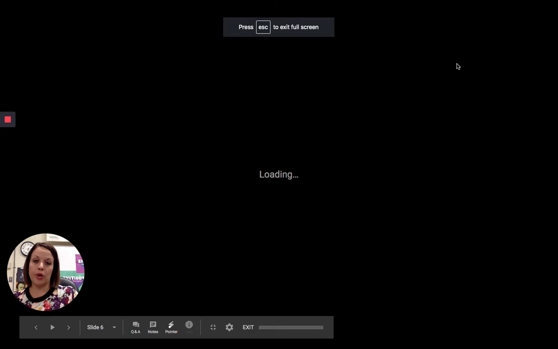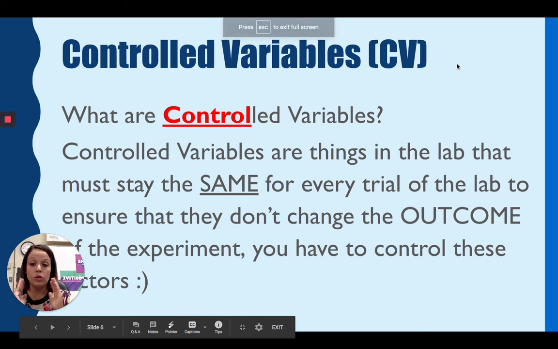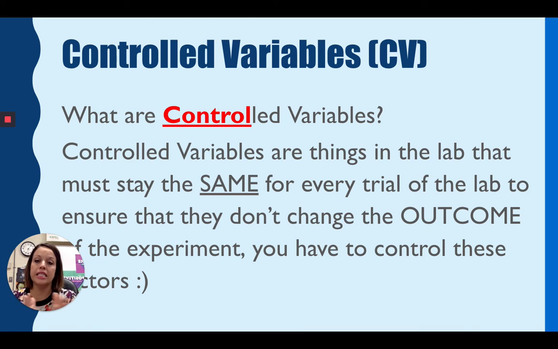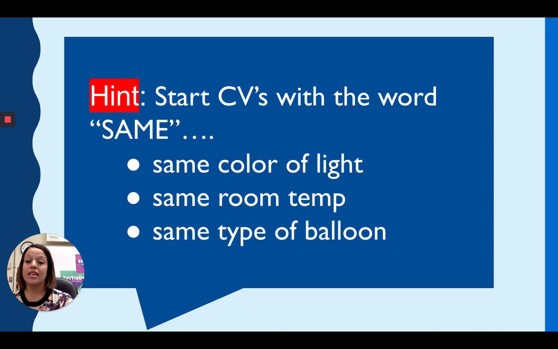There we go. Okay, so this is where controlled variables come in. Controlled variables are the things in the lab that must stay the same for every trial to ensure that they don't change the outcome of the experiment. Okay, you have to control these factors, so that's why they are controlled variables. For example, these would be things that have to be the same.